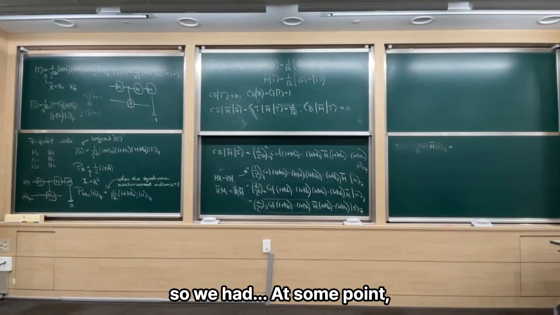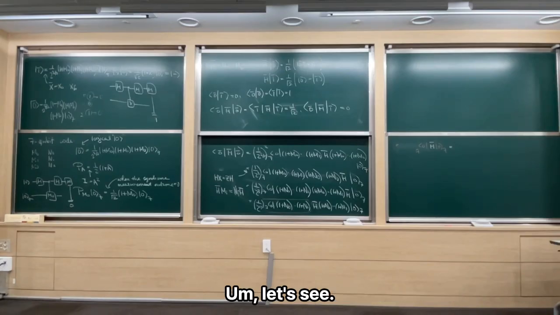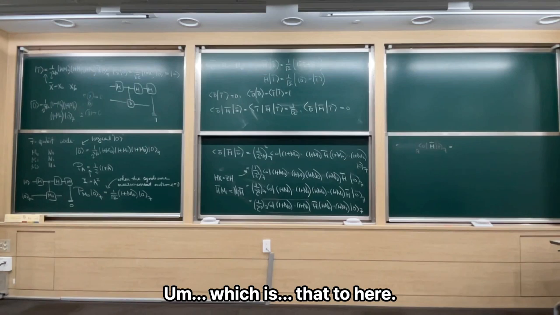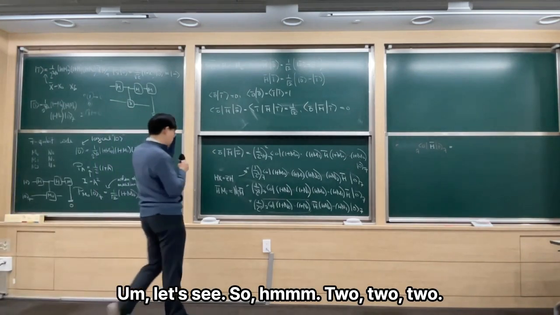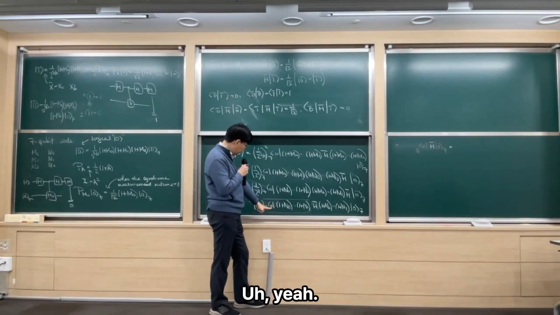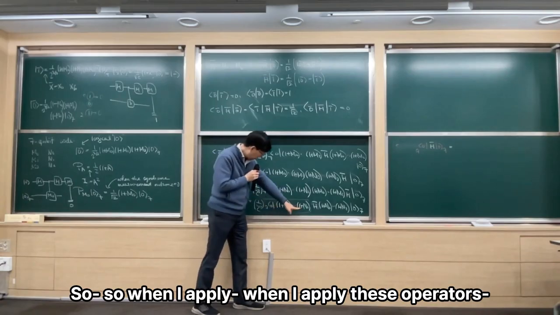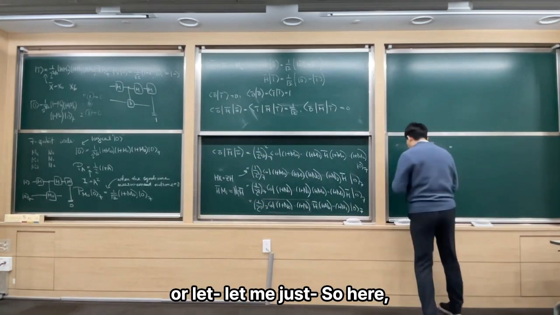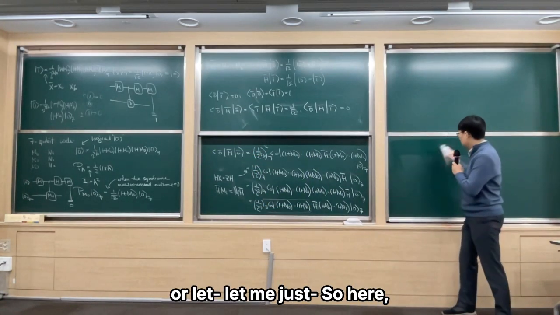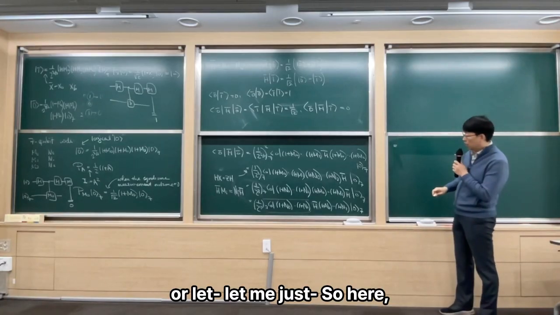Wait, so at some point I need to be careful about the signature here. Let's see, which is here. Let's see, so 2, 2, 2. Yeah, so when I apply these operators, let me just be careful about this. The tedious calculation is missing on both, so I'm just trying to make it concrete.